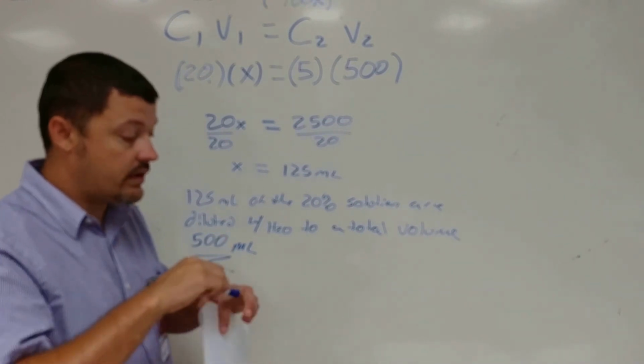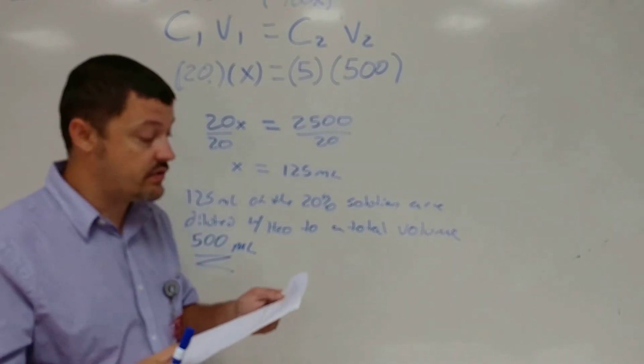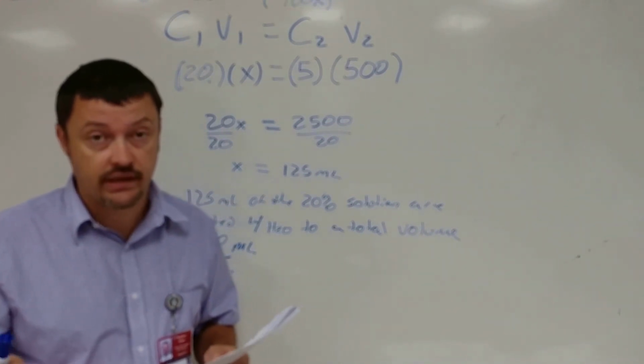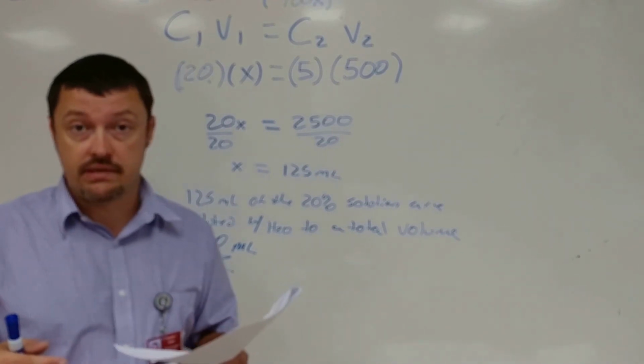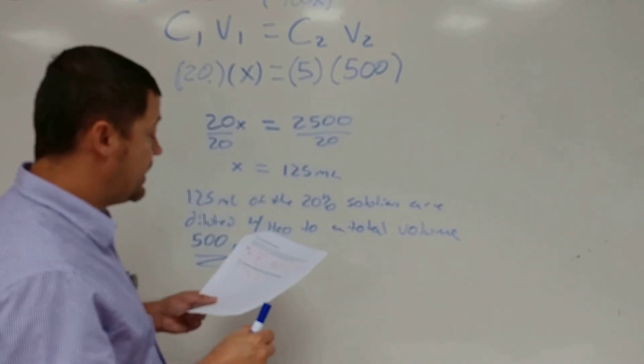So those are C1, V1, C2, V2. They're concentration calculations. Those are pretty commonly used in the lab, actually. I used those quite a bit whenever I was in micro, believe it or not.